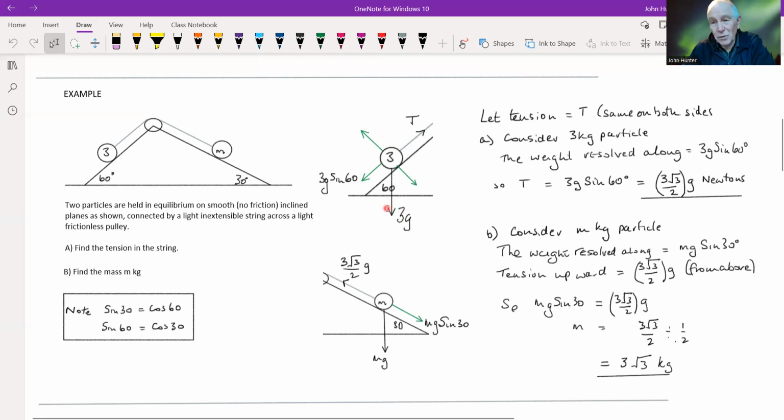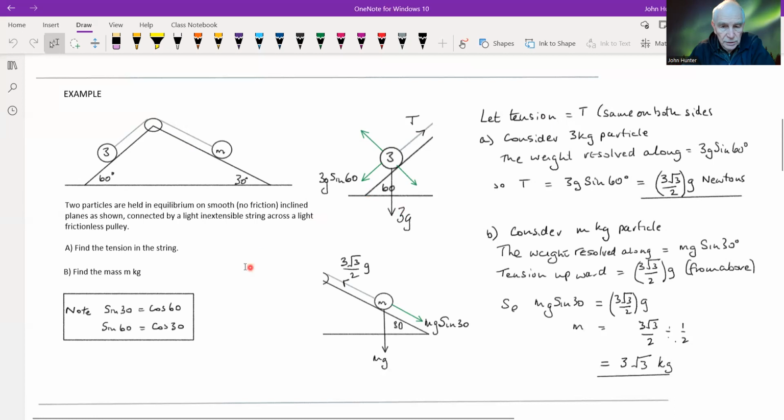Well, we resolve it into perpendicular directions. We're not actually interested in this one. There's no motion perpendicular to the plane, so it doesn't actually serve us to do that for this part of the question. But if we look and resolve it down the plane, then basically we're going to get 3g sine 60. This one is 3g cos 60 if we were interested in it. And this one is 3g sine 60.